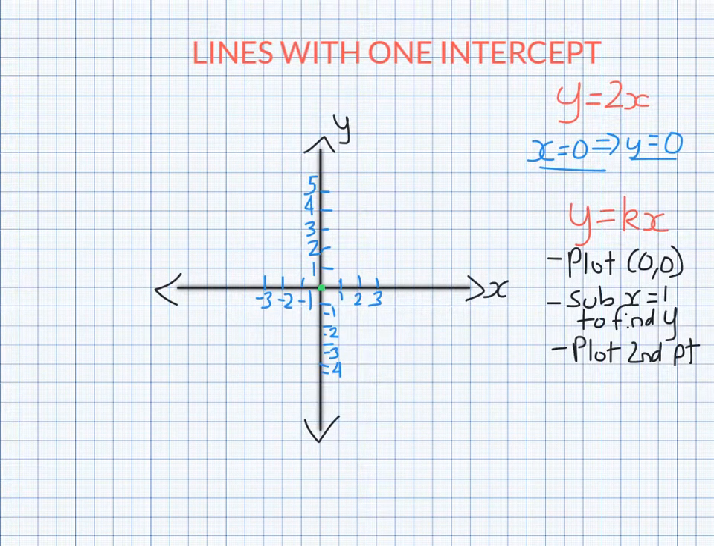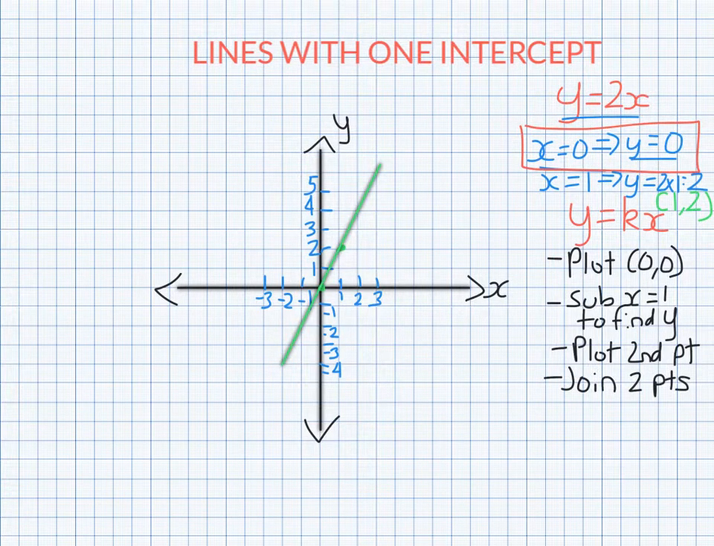So for y equals 2x, we've got one point, 0, 0. To find the second point, we're going to let x equal 1. So if x equals 1 in this equation, y is 2 times 1, which is 2. So I'm going to plot the point x equals 1, y equals 2. I go across to x equals 1 and y equals 2. Now I have a second point, and I can simply join up those two points. Once again, you need to put arrows at the end and label with the equation y equals 2x.